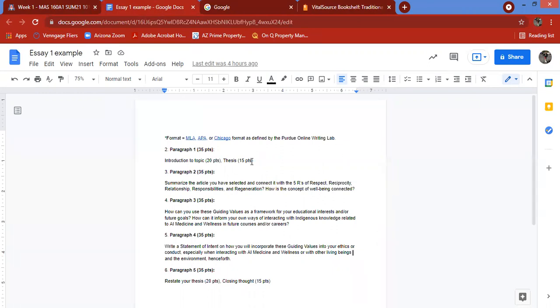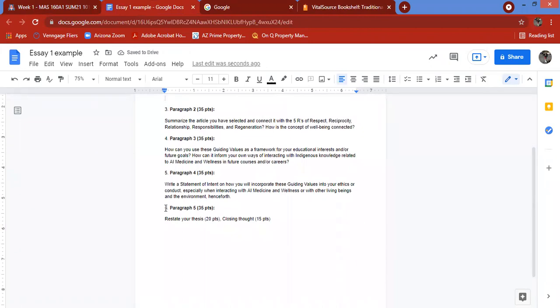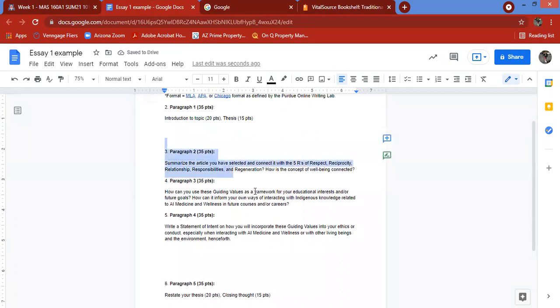Of course, when you do write papers, you don't really focus on the thesis first, or the conclusion. You focus on these 3 parts. And then once you have a clear understanding of what your 3 parts are going to be, then you can form your thesis. So let's talk about paragraph 2.